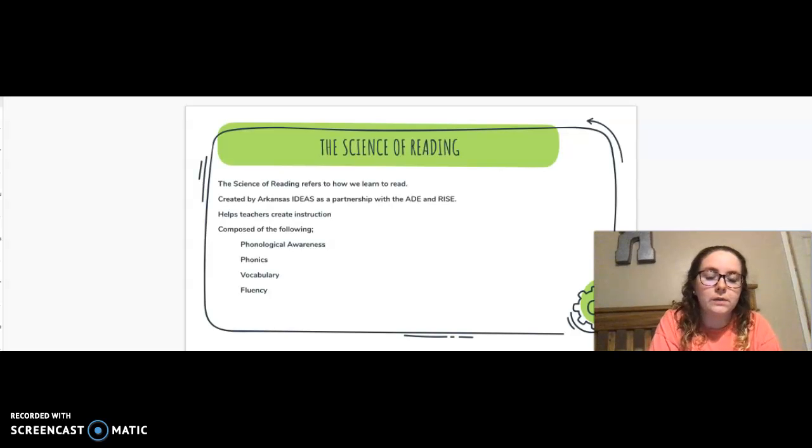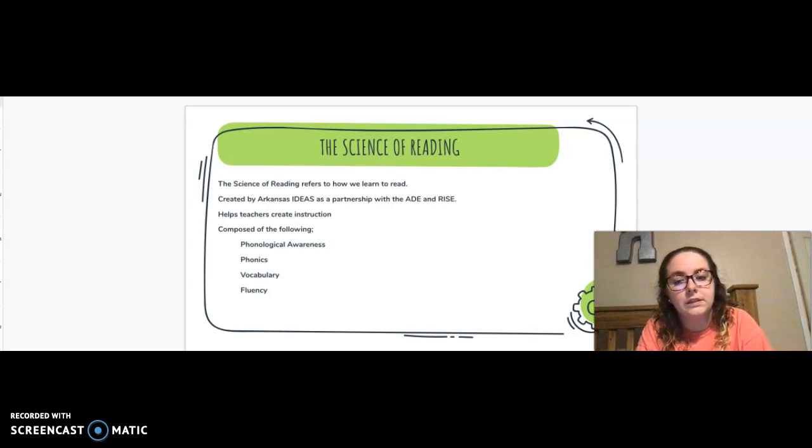And it is composed of phonological awareness, which is the ability to recognize and manipulate oral language. It also has phonics, which is correlating a sound to a letter. So B is B. And it also includes vocabulary, so understanding what you are reading by the meaning of the words. And fluency is not how fast you can read, but how you read and comprehend the text.